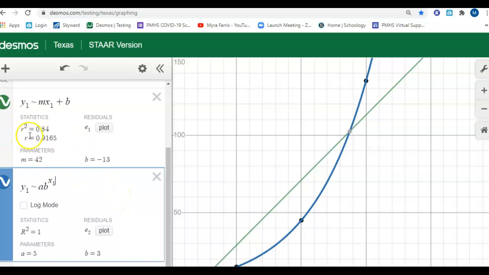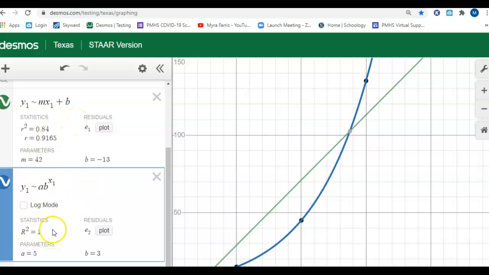Look at this R value, look at this R value. I'm looking for the R value closest to 1. Well, this one is 1. So that means that exponential fits the data better than linear.